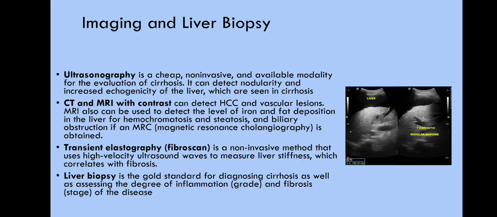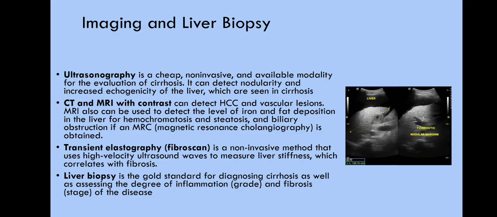Then on imaging and liver biopsy, ultrasonography is usually the first line imaging that we do. So this is a cheap, non-invasive, and available modality for the evaluation of cirrhosis. It can detect nodularity and increased echogenicity of the liver, which are seen in cirrhosis. Then you can do a CT and MRI with contrast. This can detect hepatocellular carcinoma and vascular lesions. MRI also can be used to detect the level of iron and fat deposition in the liver for hemochromatosis and steatosis, and biliary obstruction if an MRCP is obtained.